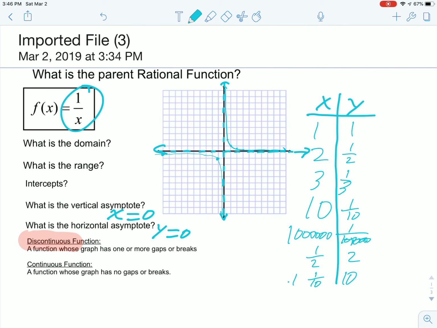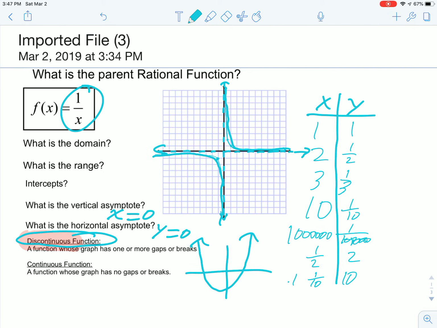A continuous function is one that you can sketch without having to pick up your pencil. So for example, if you had a quadratic, you can sketch that entire thing. There's no break in it, right? You can sketch it without picking up your pencil. But this graph, I have to pick up my pencil and go up here to continue it. So this is called a discontinuous function.